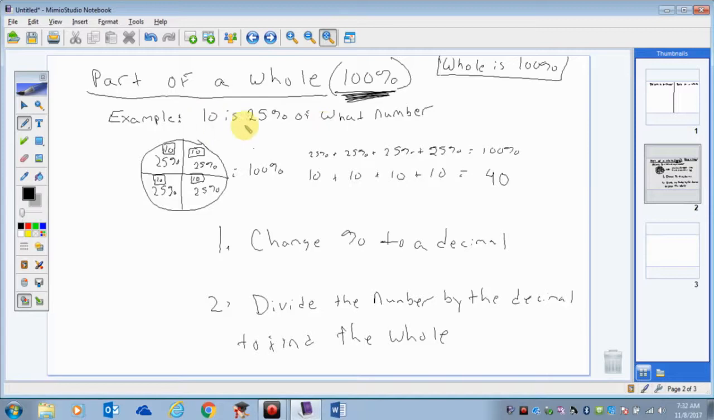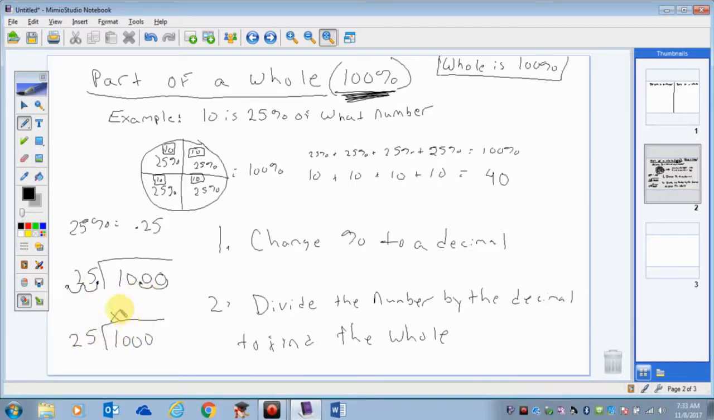So for this example up here, 10 is 25% of what number? So I'm going to change 25% to a decimal: move the decimal 2 places to the left, it's going to be 0.25. So then I have 10 divided by 0.25, but I cannot have a decimal in my divisor, so I move it 2 places to the right. The decimal will be behind the 10, but we move it twice to the right. So it becomes 1,000 divided by 25. And then I work it out.